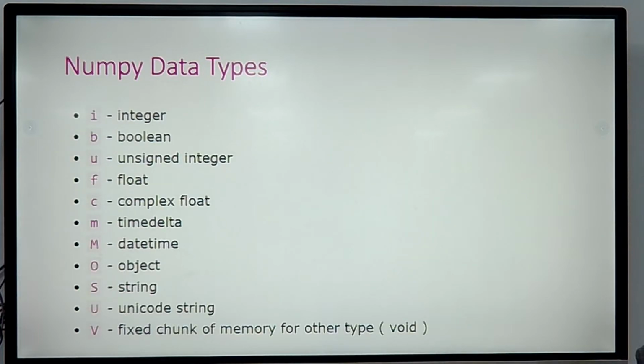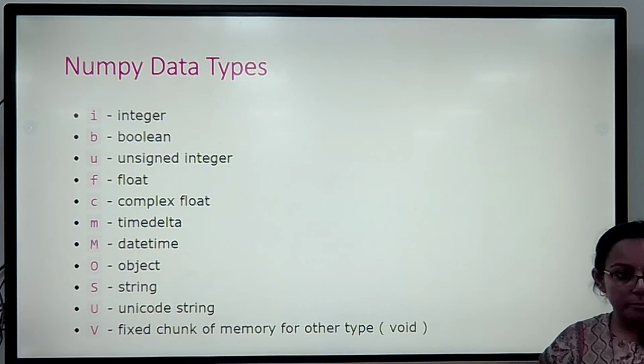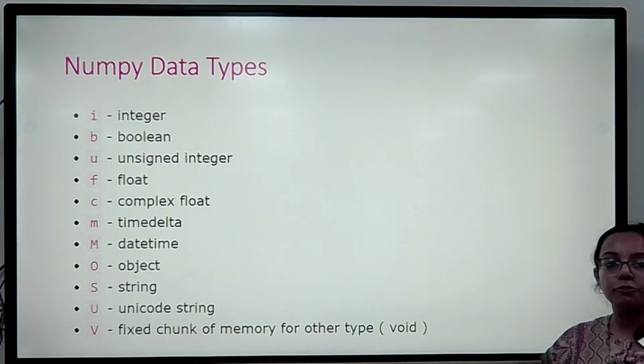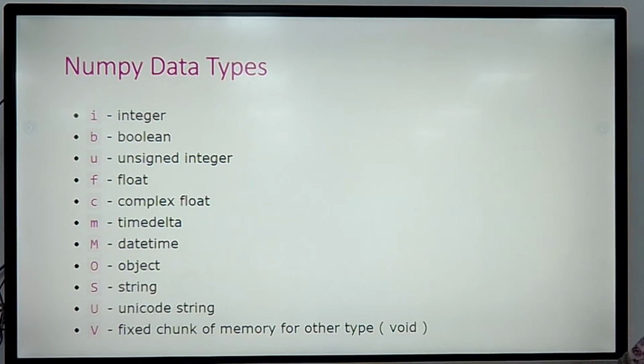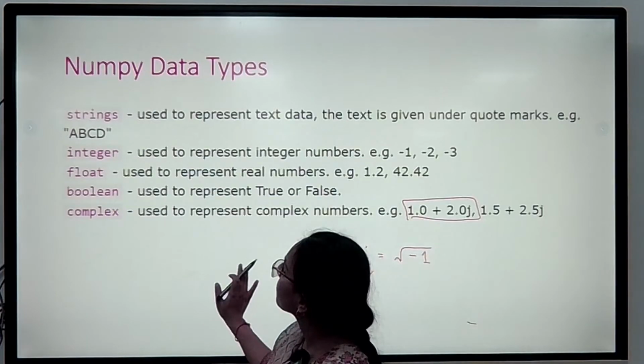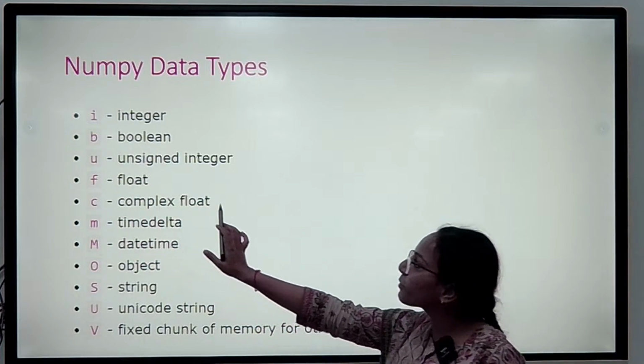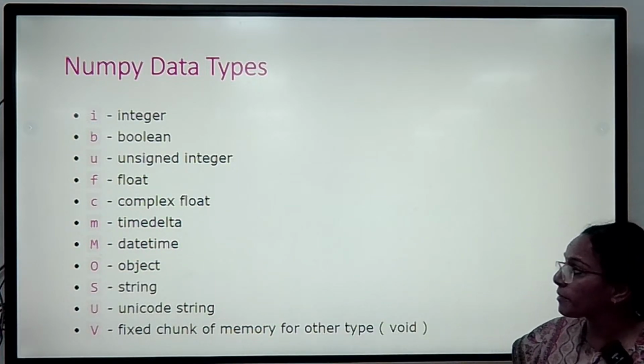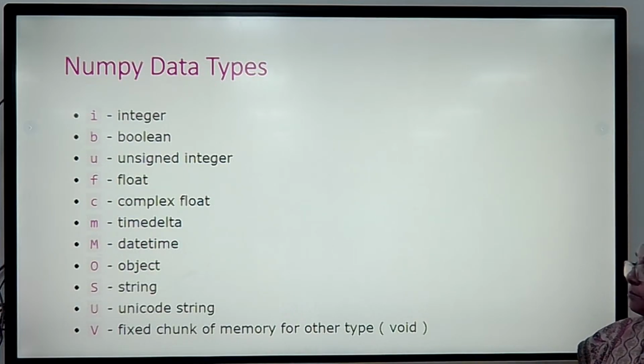Now there are certain single alphabets which are used to represent the various data types in the Numpy library. I is used for integer, B is for boolean, U is for unsigned integer, F for float, small m is timedelta, capital M is datetime. You can have an array of dates, an array of dates of birth. So what will be its data type? Capital M, datetime. Object, a mixture of it, right?